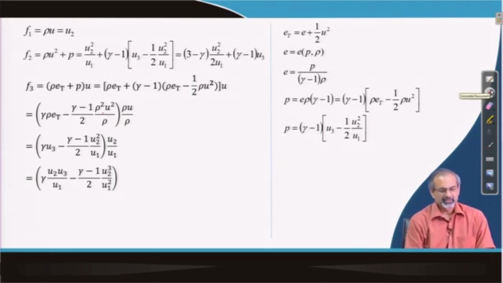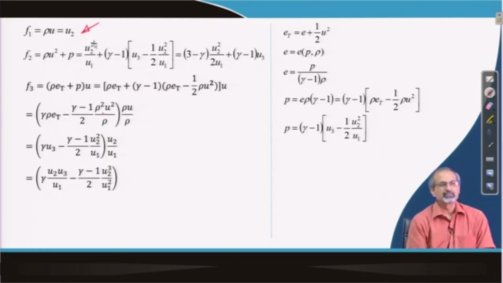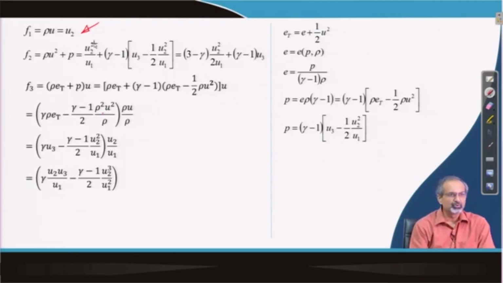If you just keep the two vectors in front of you, you can clearly compare that f1, which is rho times u, is nothing but u2 directly. It does not have any dependency on u1 or u3, but it directly equates with u2. How to find out f2? f2 is by definition rho u square plus p. Now, we can obtain rho u square rather easily, because u2 is rho u and u1 is rho. So, if you take a ratio of that, you will get rho u square. So, it is u2 square by u1, but we do not know how to go about with pressure.